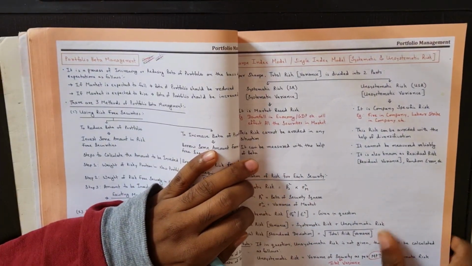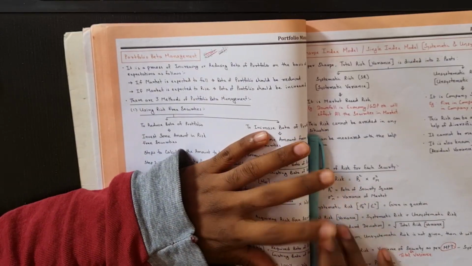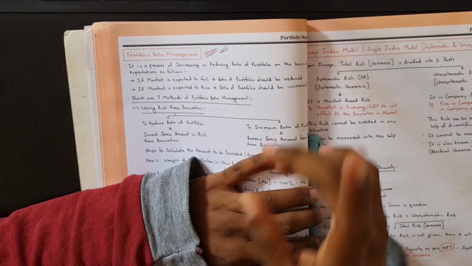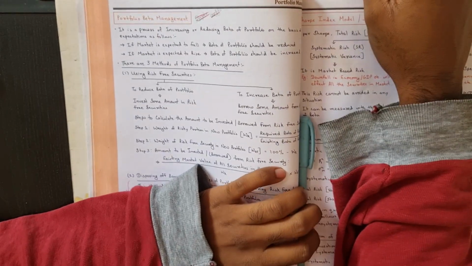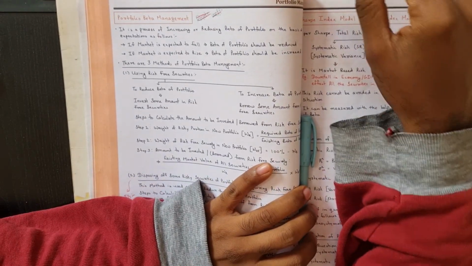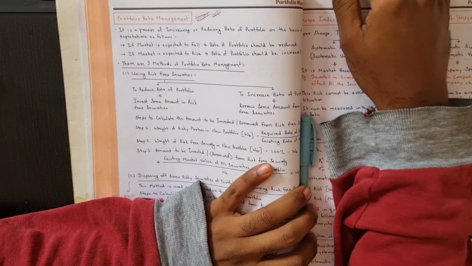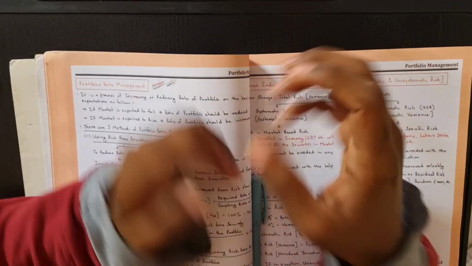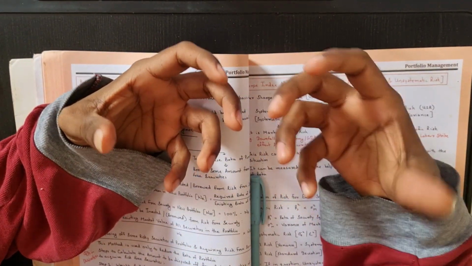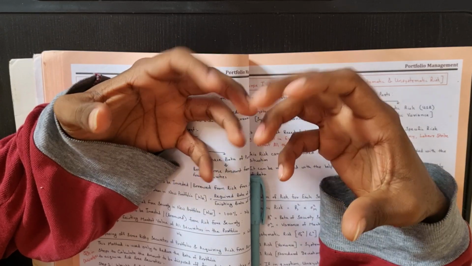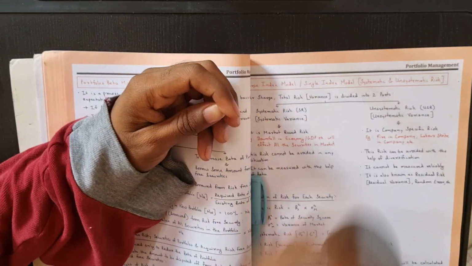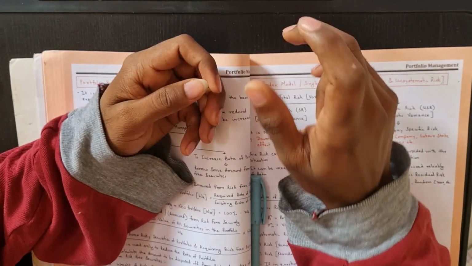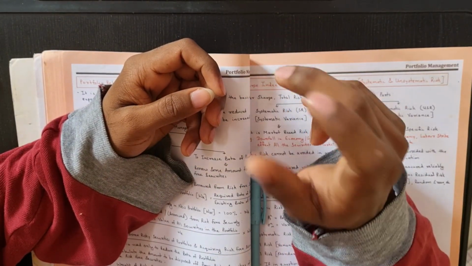Now there are 3 methods of beta portfolio management. You will study only one method here in this portfolio management chapter. The first one is using risk-free securities. If we have risk-free securities in our portfolio, our beta will automatically be reduced. So we invest more in risk-free securities. That is one method.